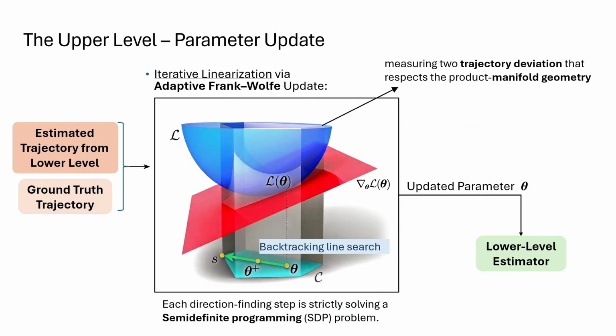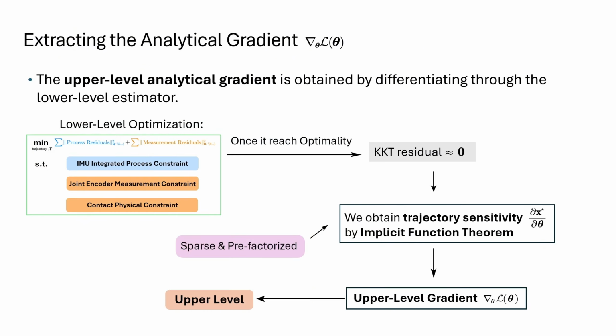With the estimated trajectory generated, the upper level evaluates the current calibration parameters by defining a geometry-aware loss that measures the deviation between the estimated and ground truth trajectories on the product manifold of the state. The upper level is solved by iterative linearization. At each iteration, we linearize the loss around the current theta, solve a constrained convex linear minimization step over the feasible set, and update. The updated parameters are then sent back to the lower level estimator, closing the calibration loop.